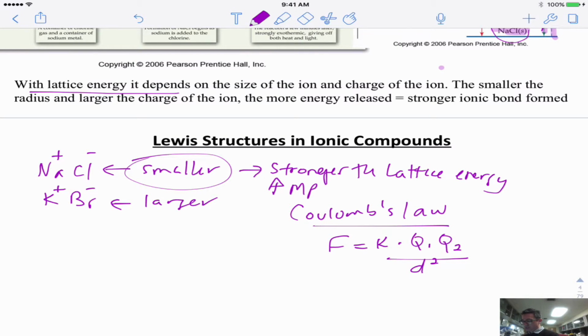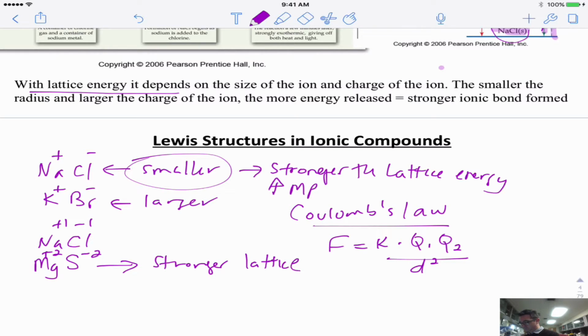What if we were to change up the charges here? What if I were to do NaCl versus magnesium sulfide? Well, now they have pretty much the same sizes because they're all in period 3. But this is +1 -1, and this is +2 -2. So this greater charge, again, now you're going to have stronger lattice energy due to the higher charge. You're going to have an increased melting point. And that one is due to the charges up top here.